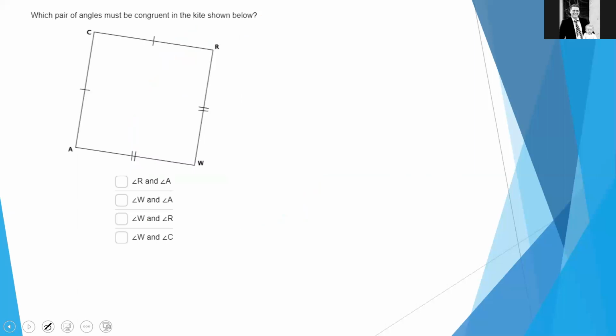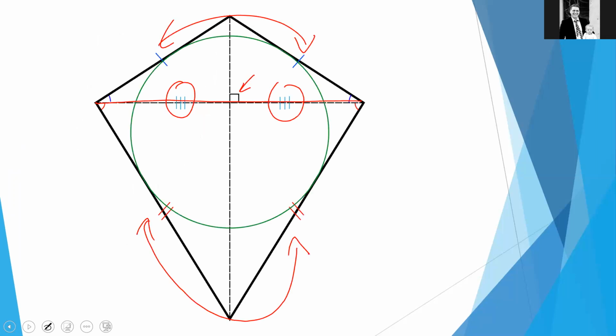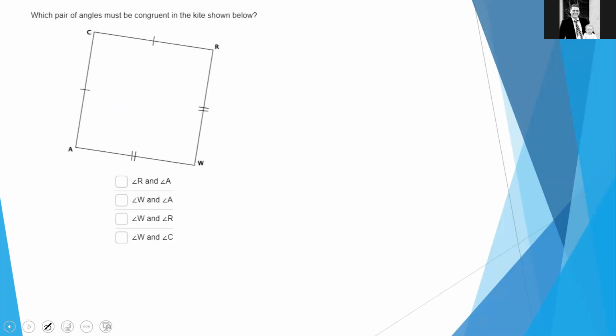It says which pairs of angles must be congruent in the kite shown below. Let's go back to this for a second. I don't see any relationship between this angle and this angle, but I see that these are actually marked congruent. So which two are congruent here? These, the angles that are in between the two consecutive sides that are non-congruent. So A and R.